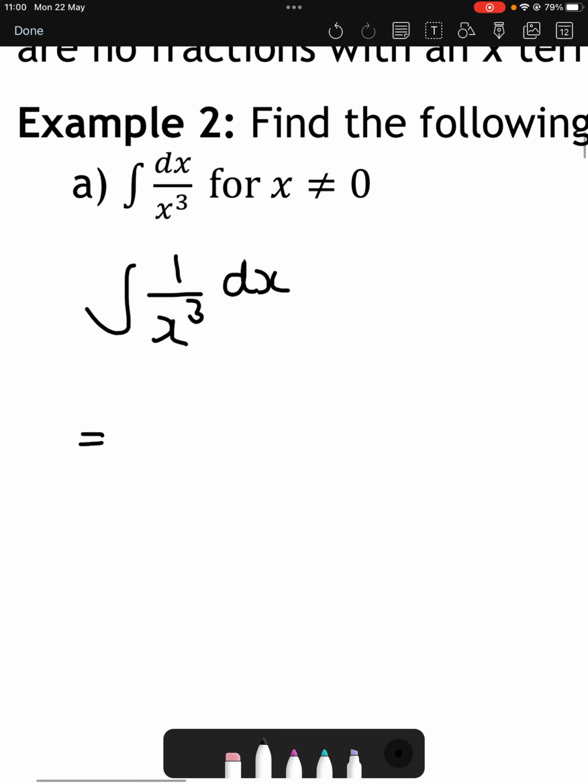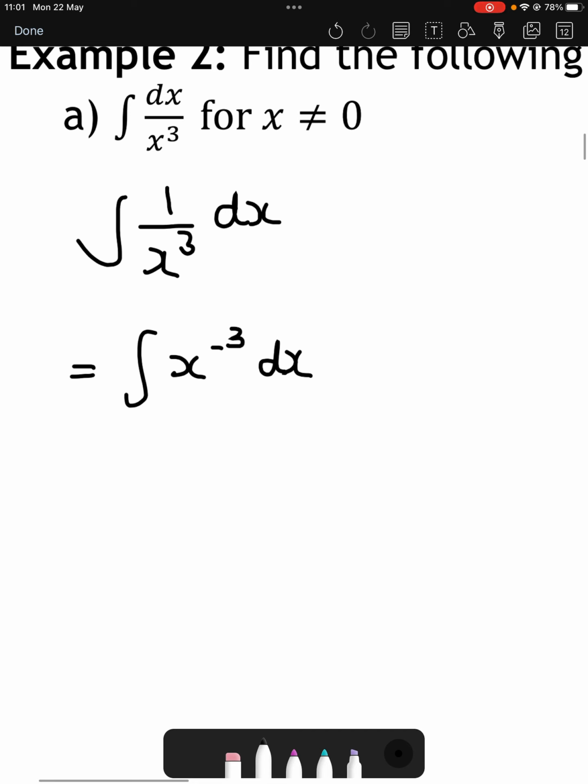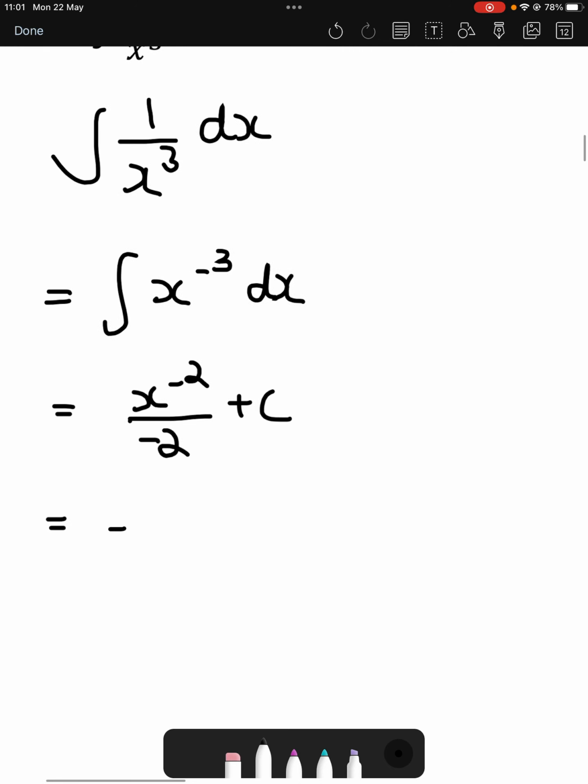Now it's not in a straight line, it's a fraction, we can't integrate that, so we need to bring it up and make it negative. Now you can see because I've not integrated it, my integral sign is still there, my dx is still there. Now I can integrate it, so increase, divide by new power, and again I'm just going to put that at the side.